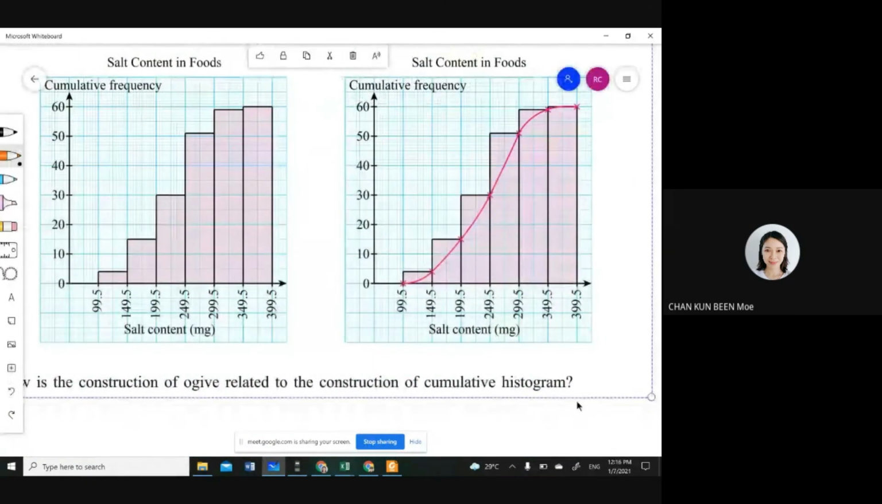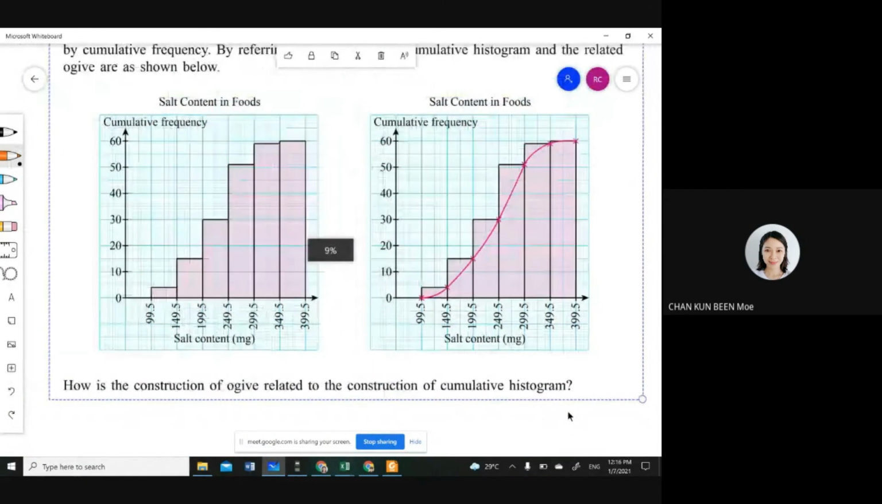how is the construction of the cumulative histogram? What is related? Can you answer? What is the same here? Cumulative frequency. Yes, very good. The cumulative frequency. And one more thing, what is the same? The upper boundary. Can you see that?